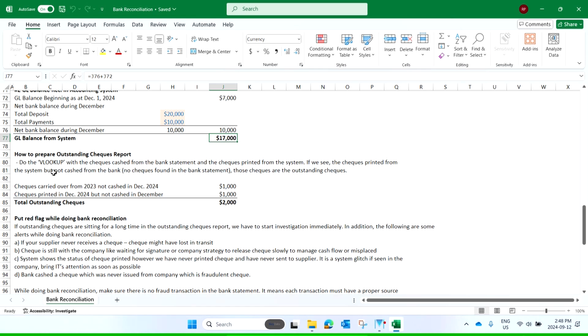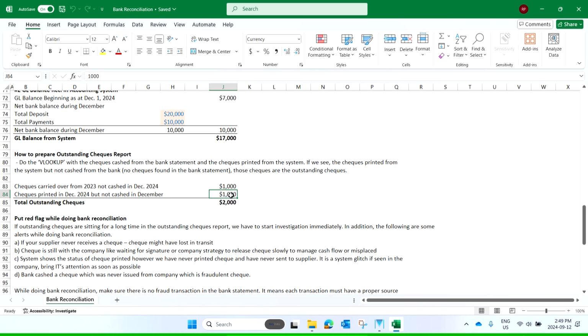So do the VLOOKUP. VLOOKUP is very easy. You can just use VLOOKUP to look at the transactions you have printed in the system, what you have in the outstanding checks, and what you have in the bank statement. If anything you printed from your system appears in the bank statement, then those are not outstanding checks, because they have already cleared. But if you do not see something in the bank statement, you are 100% sure those are still sitting as outstanding, because the bank has to receive and then cash those checks. So that's the way you do the VLOOKUP, and then check there.